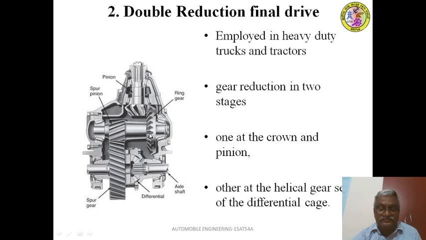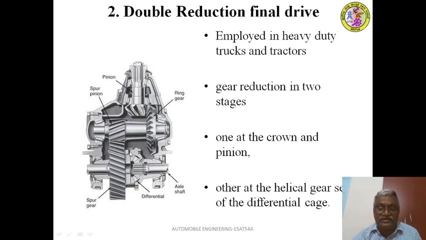This crown wheel is attached to a stub shaft. This helical pinion is the integral part of the stub shaft, to which a helical gear is in mesh. This helical gear is attached to the differential cage. This is the differential unit inside this cage, to which two half shafts are splined. This is the right half shaft splined here to the sun gear, and this is the left half shaft splined here to the sun gear.